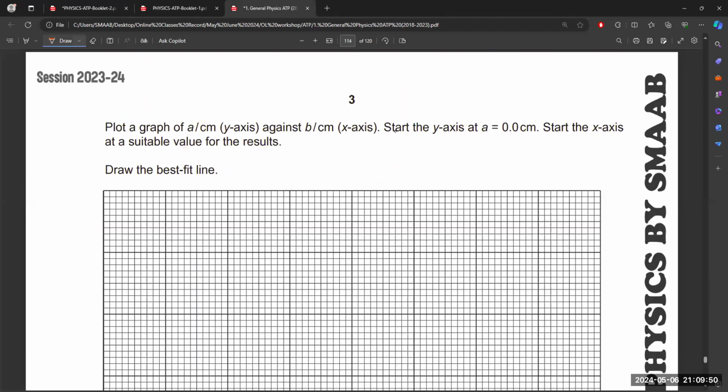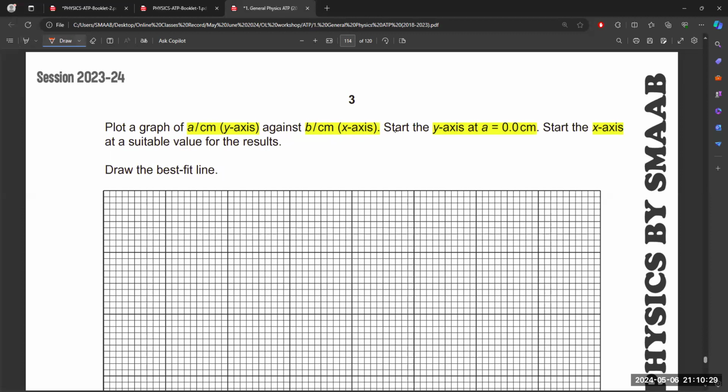Now we have to plot a graph of A on the y-axis. We have to take the values of A on the y-axis and the values of B on the x-axis. Start the y-axis at 0. So you can see the instruction is completely given. You have to start your y-axis at 0 centimeter and start the x-axis at a suitable value for the results. So on the x-axis, it's up to you to use suitable values, but on the y-axis, it is clearly mentioned you have to start your axis with 0, right?